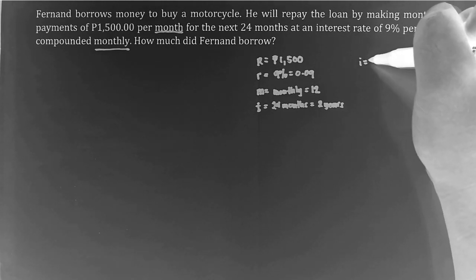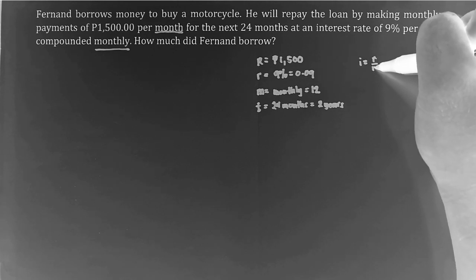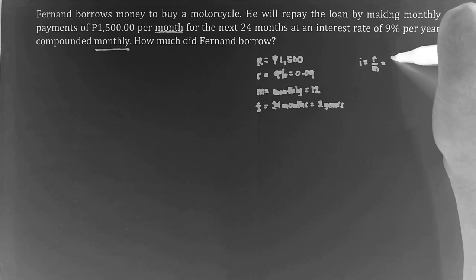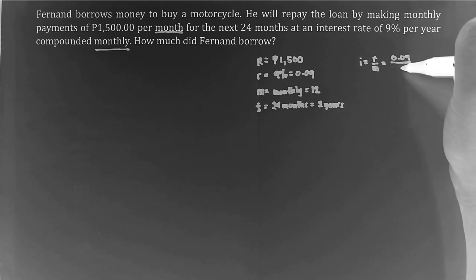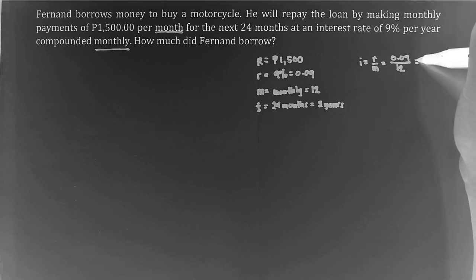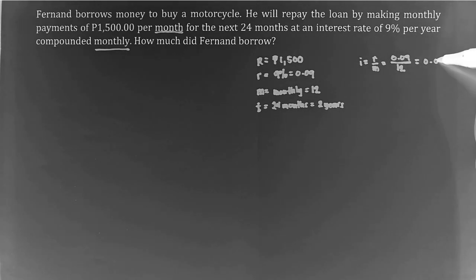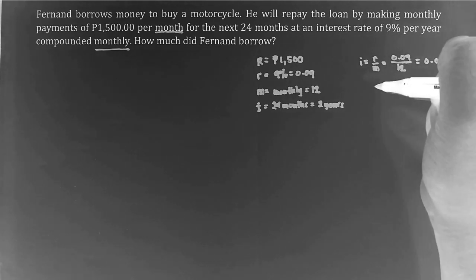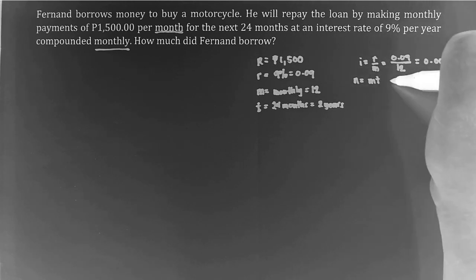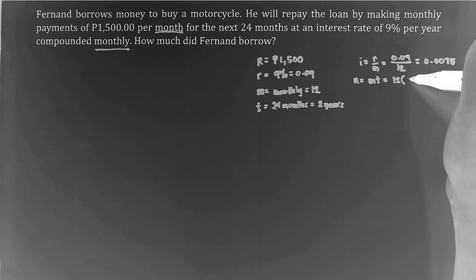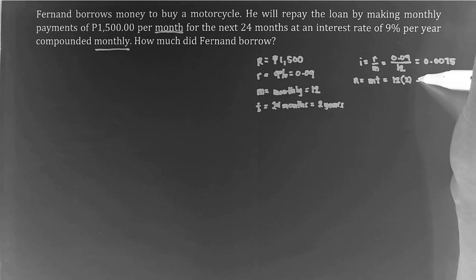So, ang formula natin to compute for I, we have here I is equal to R over M. Ang R natin is 9%, so 0.09 divided by yung ating M, which is 12. So 0.09 divided by 12, this is 0.0075. And then after that, ang next natin na i-compute ay yung value naman ng N. So ang N natin is M times T. Yung M is 12. And then yung T naman is 2 years. So we have here 2 times 12, which is equal to 24.